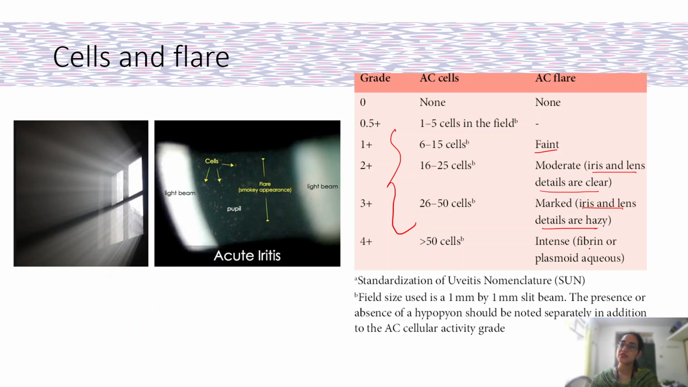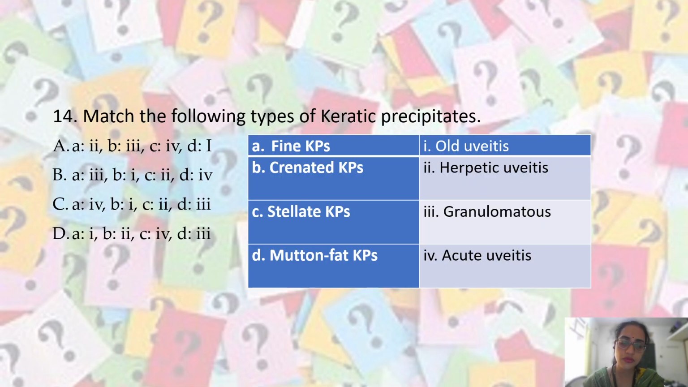So 4 plus is whenever there is a fibrin or plasmoid aqueous and the details are very bad. So what are the following? Match the following types of keratic precipitates. Fine KPs, we know that it's seen in acute uveitis. Crenated KPs are a sign of old uveitis in which they shrink and the edges become crenated.